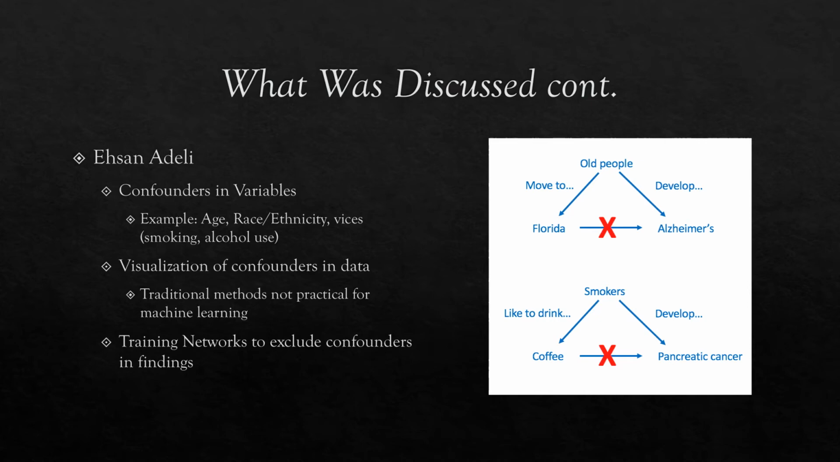So he talked about how his team are working on different ways to visualize these confounders in data, explaining that traditional methods are not practical for machine learning. He also talked about training networks and the staff that use these networks to better exclude these confounders in their findings to produce cleaner and more usable data from MRI imaging.